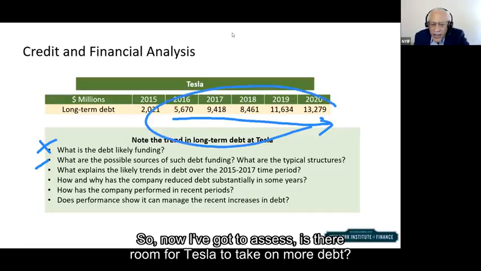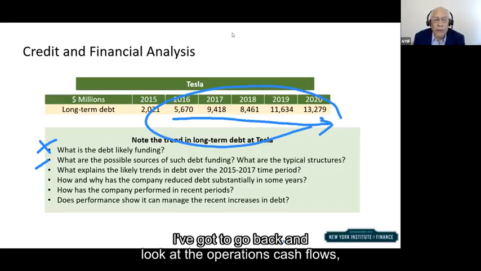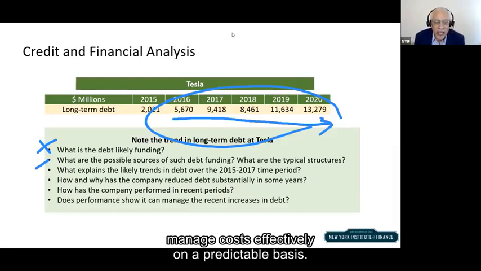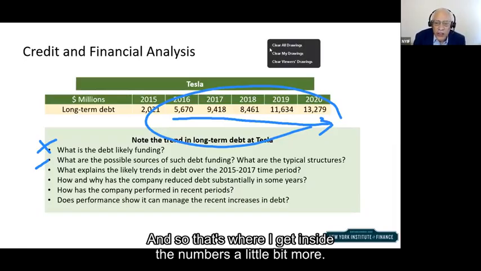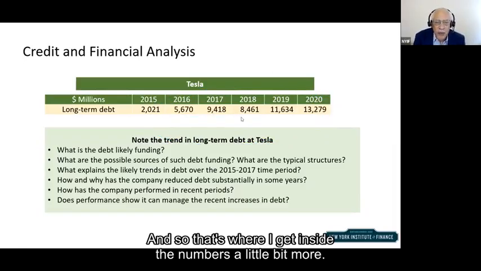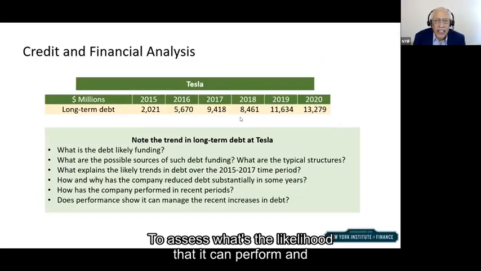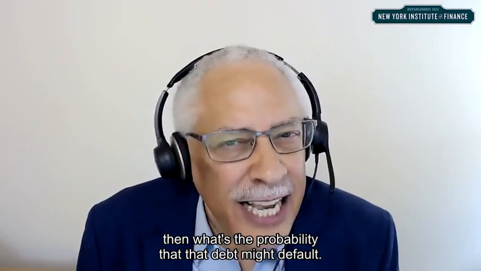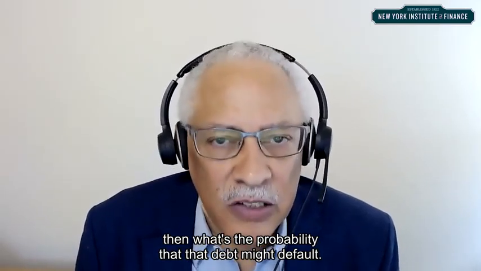So now I've got to assess, is there room for Tesla to take on more debt? I've got to go back and look at the operating cash flow, the ability to grow revenues, the ability to maintain and manage costs effectively on a predictable basis. And so that's where I get inside the numbers a little bit more to assess what's the likelihood that it can perform, and then what's the probability that that debt might default.